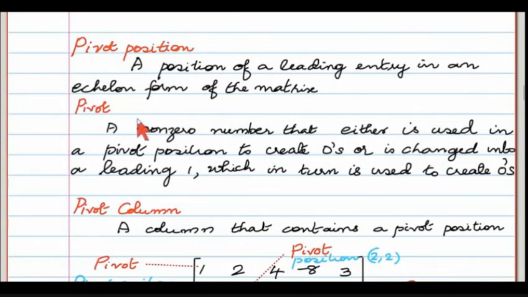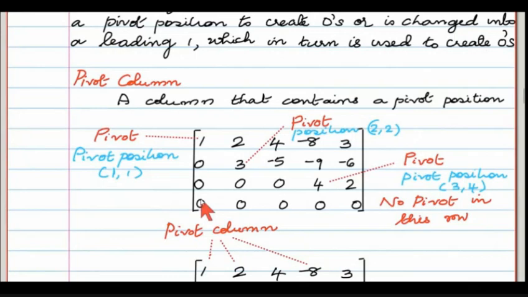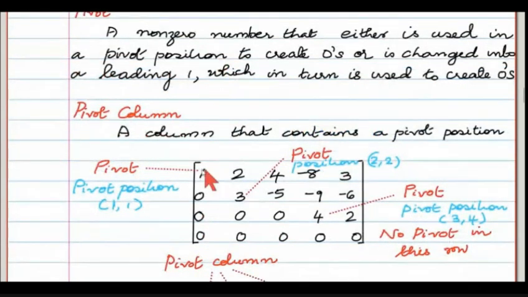Pivot position: a position of a leading entry in an echelon form of the matrix. The next definition: a pivot is a non-zero number that either is used in a pivot position to create zeros or is changed into a leading one, which in turn is used to create zeros. Pivot column: a column that contains a pivot position. Let's consider this example. In the first row, this is the first non-zero element, the leading element. So this is the pivot. In the second row, this is the first non-zero element, so this one is the pivot. In the third row, this 4 is the first non-zero element, so this one is the pivot. In the last row, there is no non-zero element, so no pivot in this row.